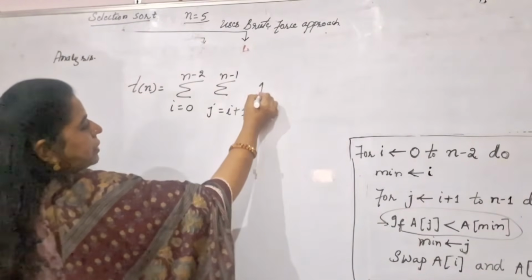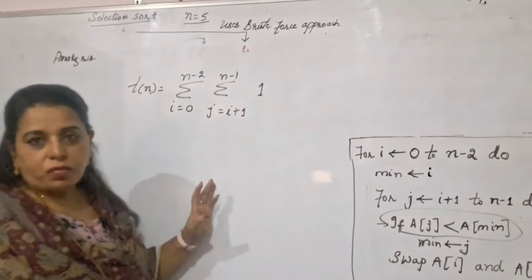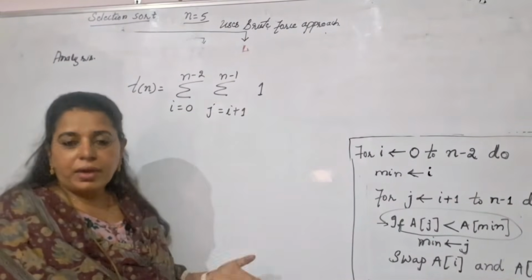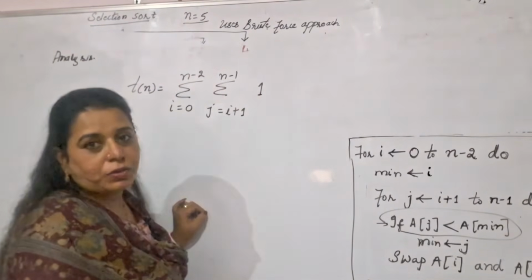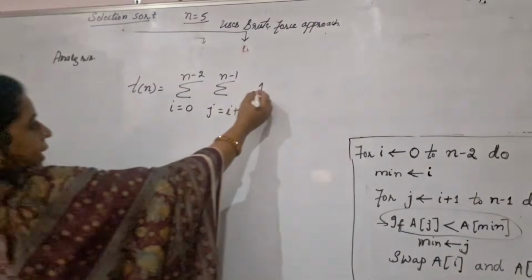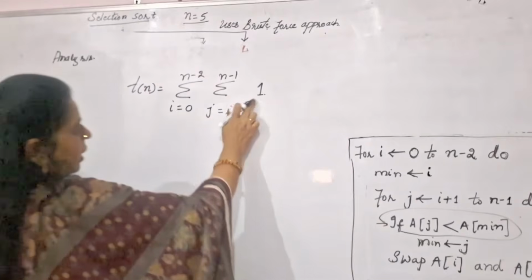So this is the operation, one important operation, A of j less than or equal to A of min, that will run definitely based on the input value. So this statement will get executed based on the value of the input. So now we are writing here, this one is for that statement, the basic operation is what? A of j less than A of min.